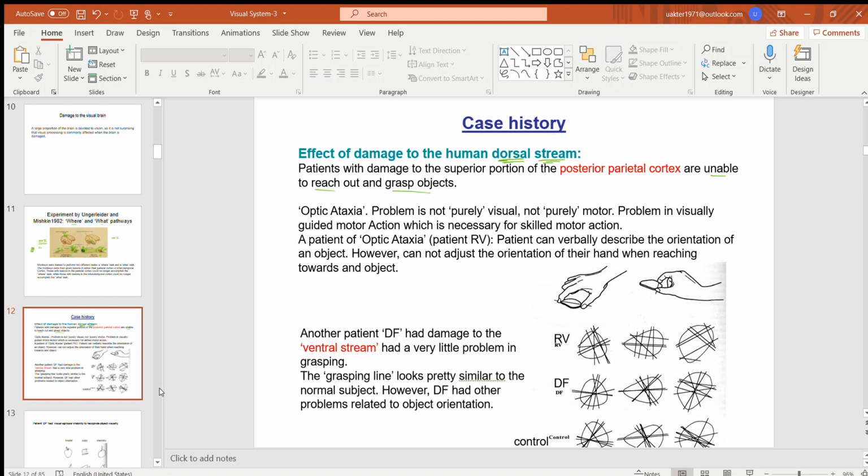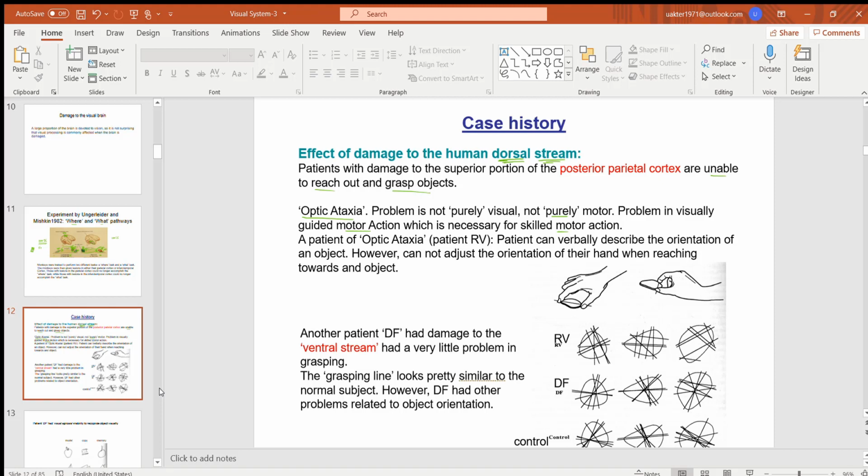We talked about that, right? So that clinical condition is called optic ataxia, and the problem is not purely visual and neither purely motor. It is a problem in visually guided motor action, right? So this visually guided motor action is involved in this lesion. That means the person fails to perform visually guided motor action. Okay, so that skill of motor action is lost.